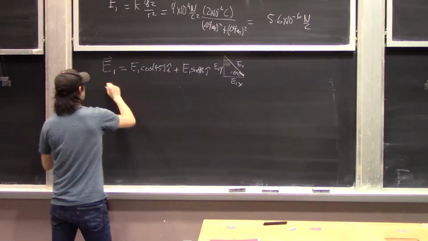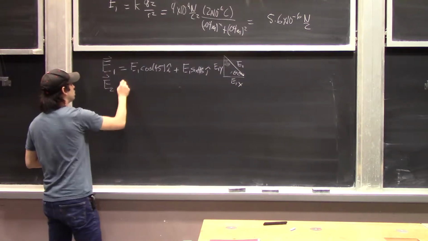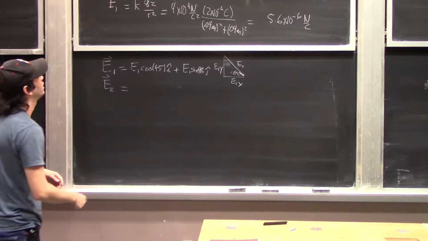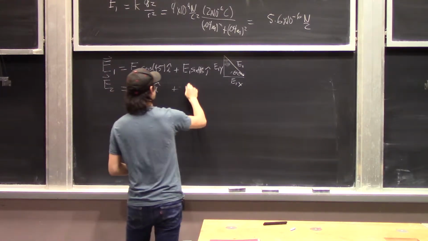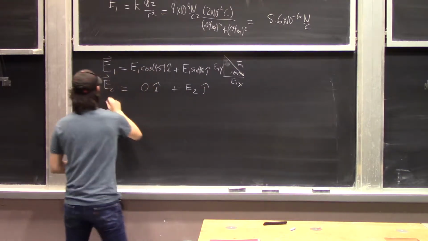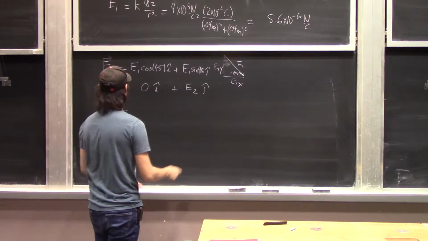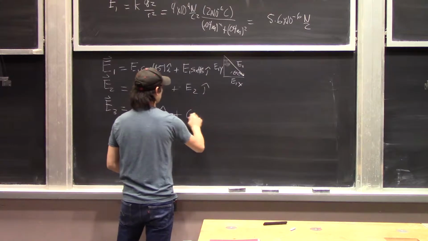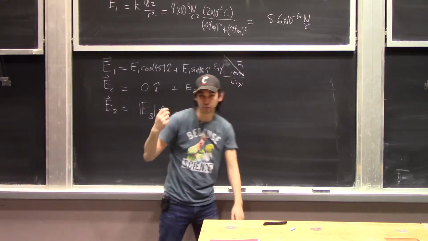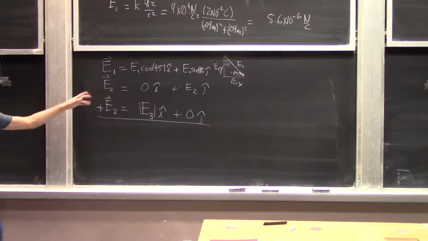Okay. Now let's put in our E2. E2 is going to point up, and so this is going to be 0 in i plus E2 in j, and E3 is going to be only in the x direction, and so this is going to be E3 as a magnitude i plus 0j, okay? Now to find what the total electric field is here, we add these together, and then we'll see what we're going to get. Is everybody happy with this so far?